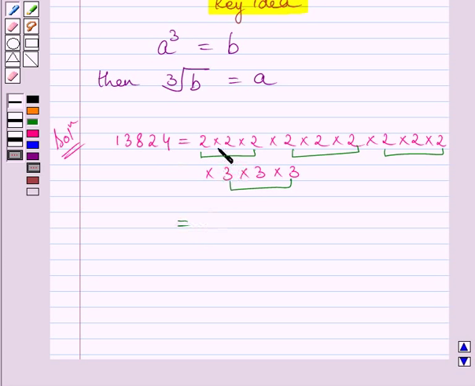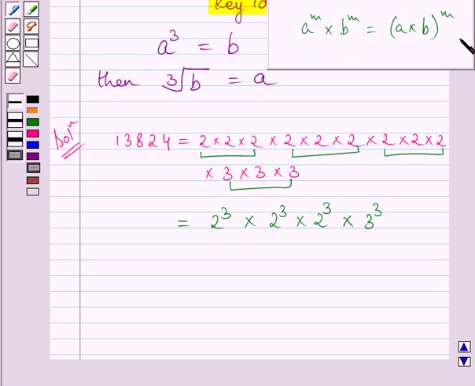Now we can write 2 cube for this triplet. Similarly, we will write 2 cube for this triplet. This multiplication sign is as it is. Again, we will write this multiplication sign as it is. And we will write 2 cube for this triplet. And this multiplication sign is as it is. And for this triplet, we write 3 cube. Now, we will apply this law of exponents in these two terms and in these two terms.